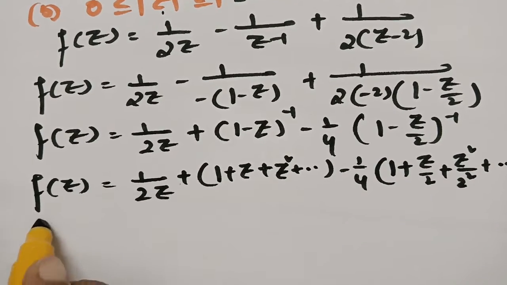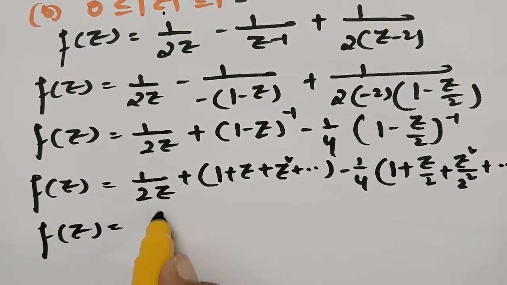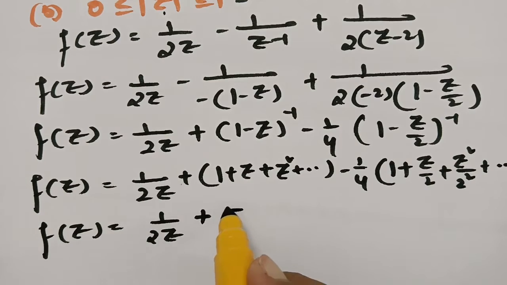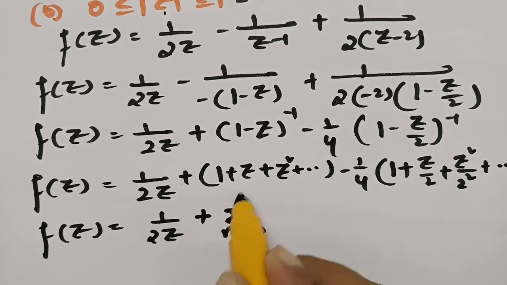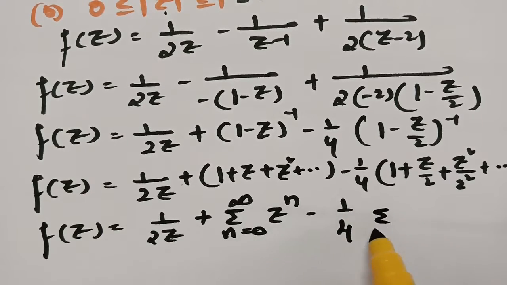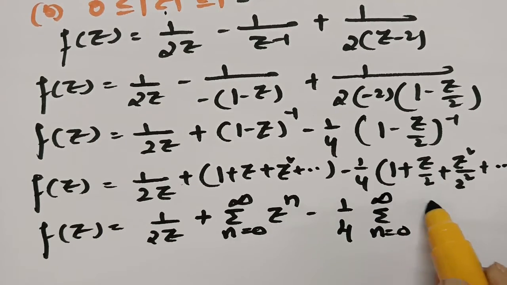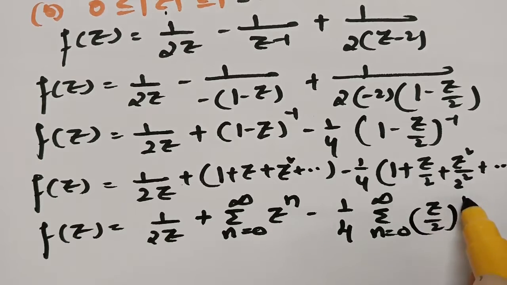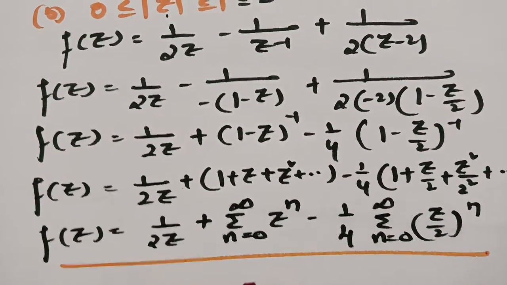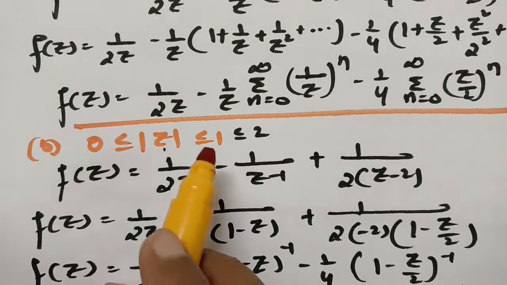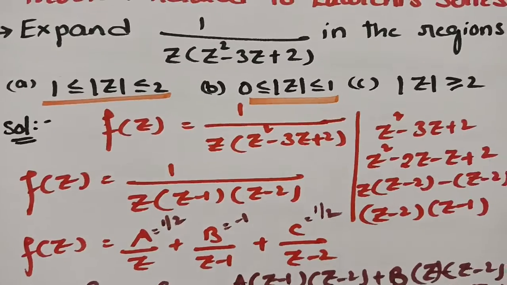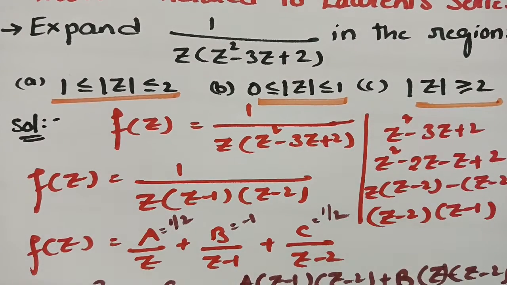So f of z can be written as 1 by 2z plus sigma n equals 0 to infinity z to the n, minus 1 by 4 sigma n equals 0 to infinity z by 2 to the n. So this is the Laurent series expansion for the condition 0 less than or equal to mod z less than or equal to 1. And the next case, the third case here, is mod z greater than or equal to 2.